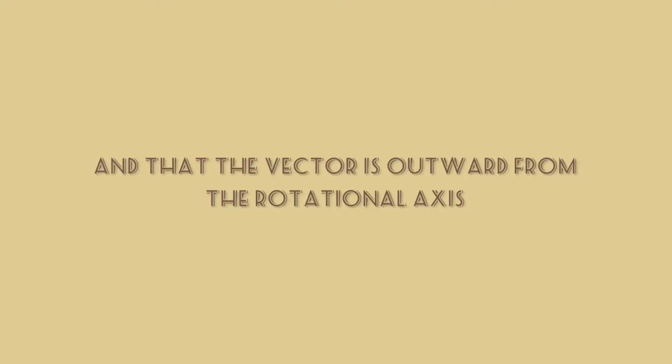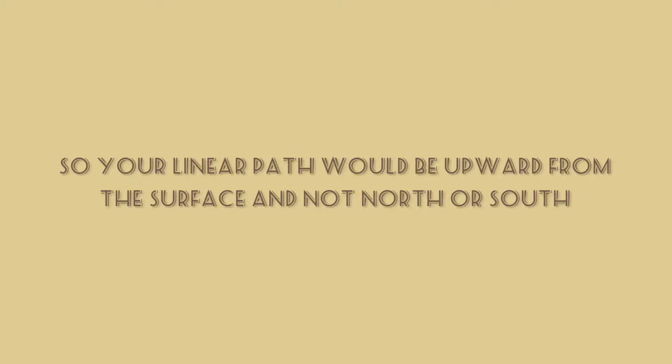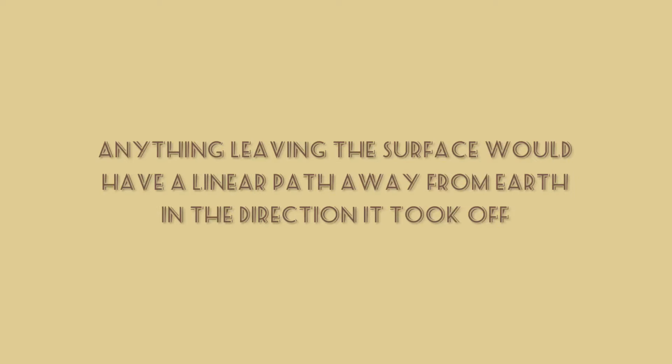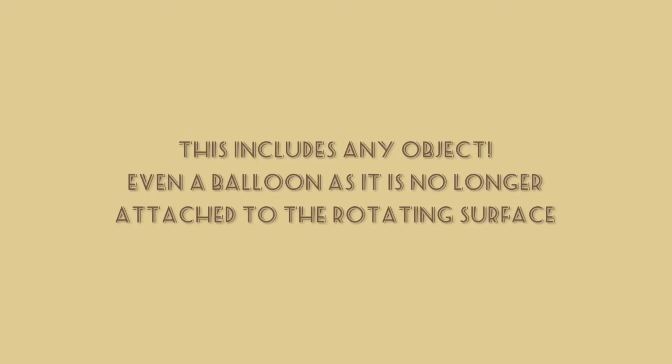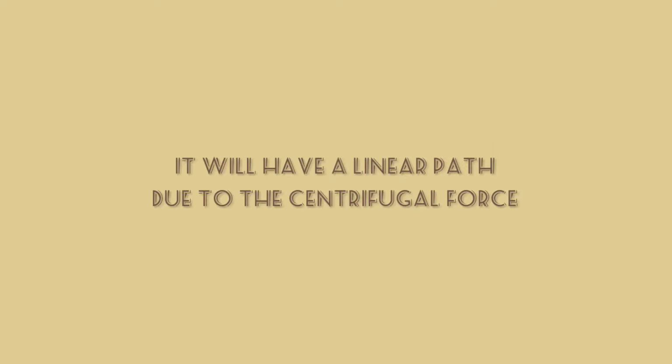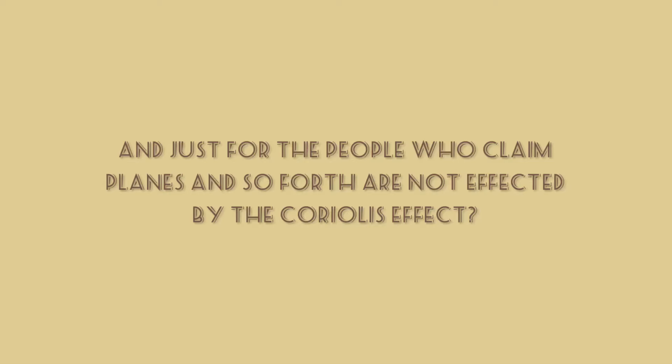Now I need to remind you of something. Only on the surface will you be conserving angular momentum, and that vector is outward from the rotational axis. So that would mean you would go up and not north or south. Anything leaving the surface would have a linear path away from Earth in the direction it took off. So if you stood on Earth's surface, it would be seen as an apparent deviation. This includes any object leaving the Earth's surface, including a balloon, because it's not attached. You will have a linear path due to the centrifugal force.